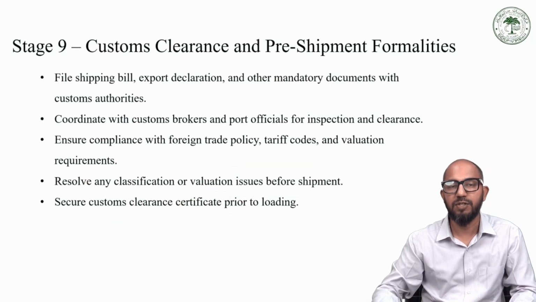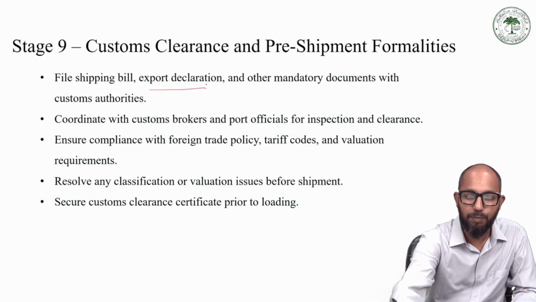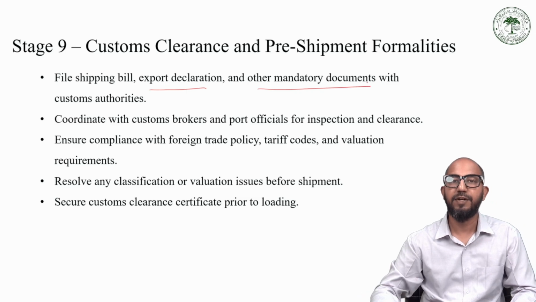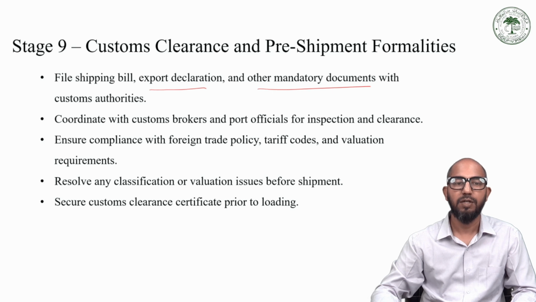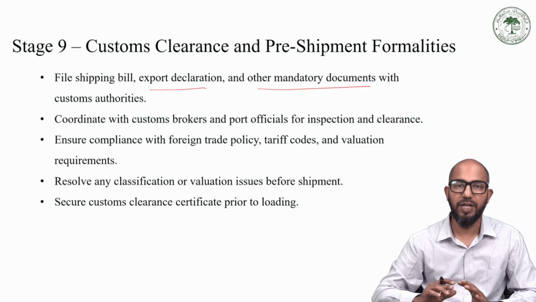The next stage is stage 9. In this stage, customs clearance and pre-shipment formalities are completed. First, there is a need to file the shipping bill, export declaration, and other mandatory documents with customs authorities. In order to do that, there is a very important need to coordinate with customs brokers and port officials for inspection and clearance.